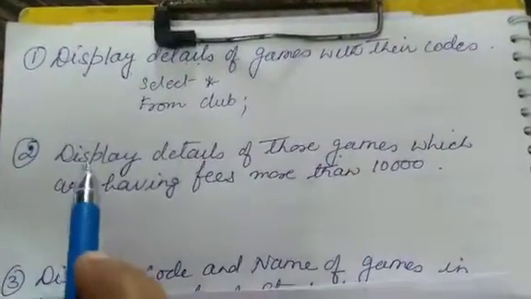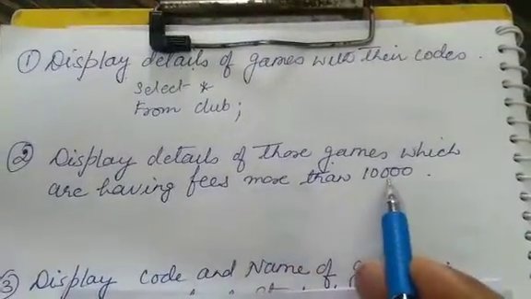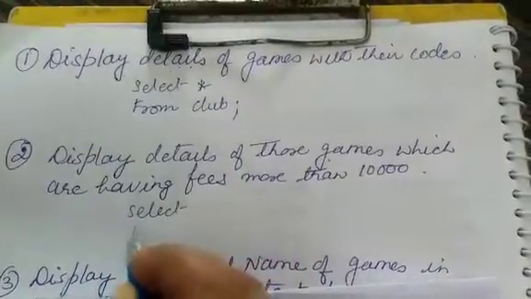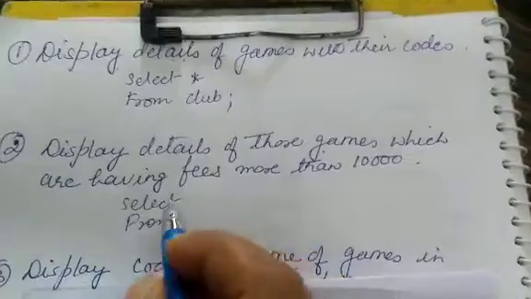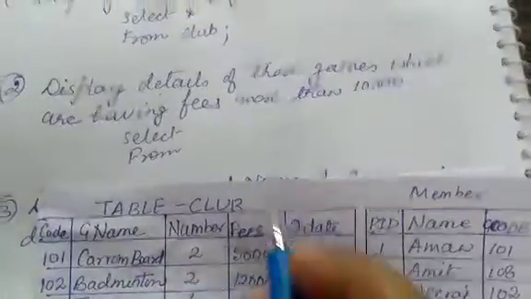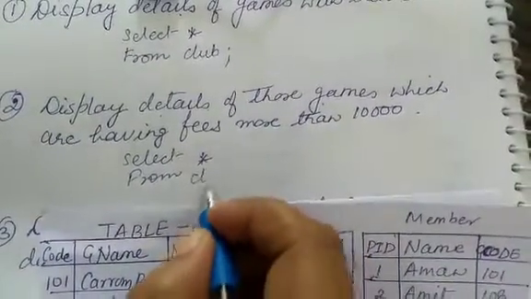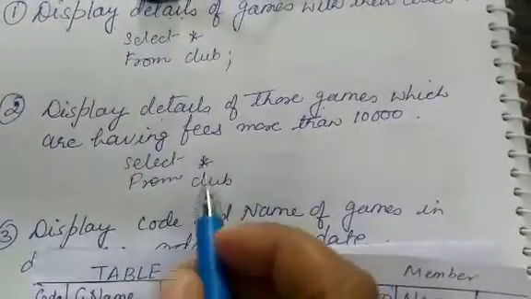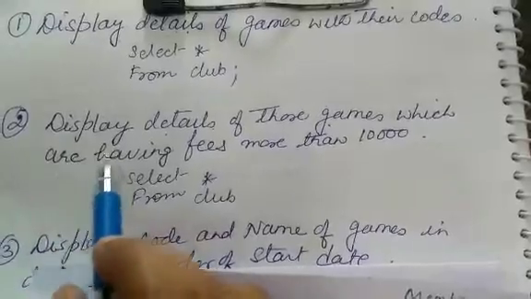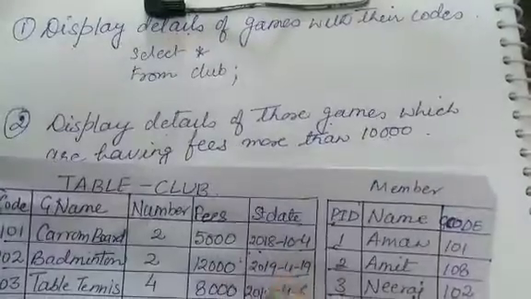Next question. Display details of those games which are having fees more than 10,000. Again, display query, so you'll write select from. Now what do you have to display? Details, all the details of the table. So either you write names of all the columns or again you can write asterisk. The table name is club, so from club. Now, do you have to display all the records? Again, read the question. It is written: having fees more than 10,000.